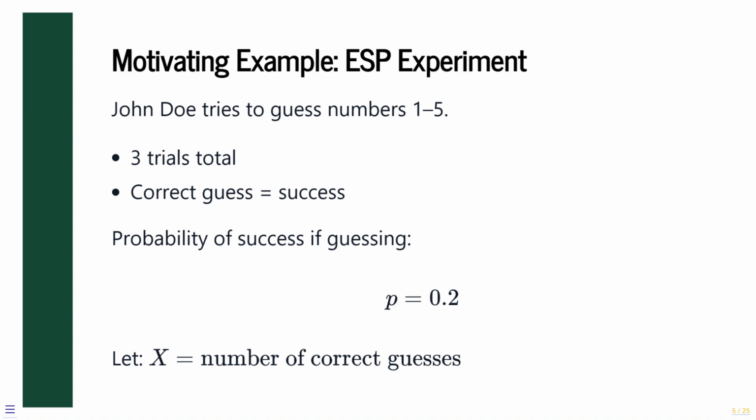Let's motivate the binomial distribution with an example involving a claim of extrasensory perception. John Doe attempts to guess a number chosen at random from 1 to 5. The experiment is repeated 3 times. Each guess is either correct or incorrect, so each trial naturally fits the success-failure framework. If John is simply guessing, the probability of success on any one trial is 1 out of 5, or 0.2.